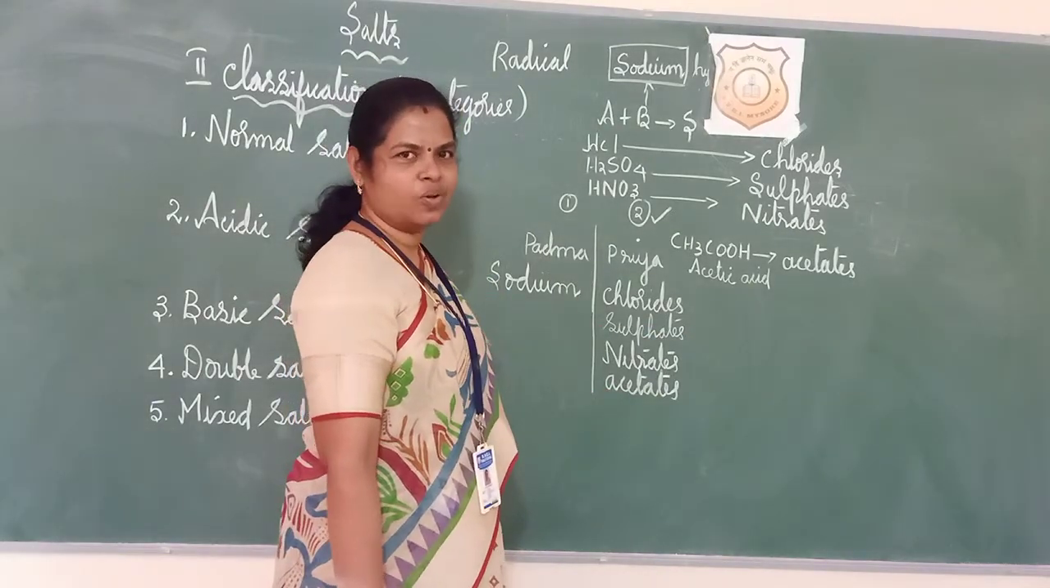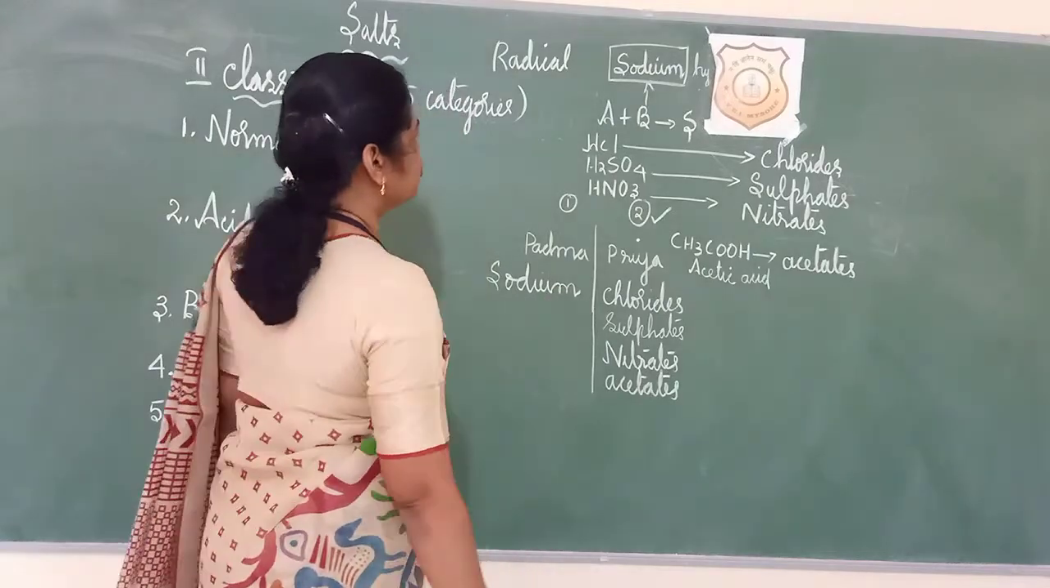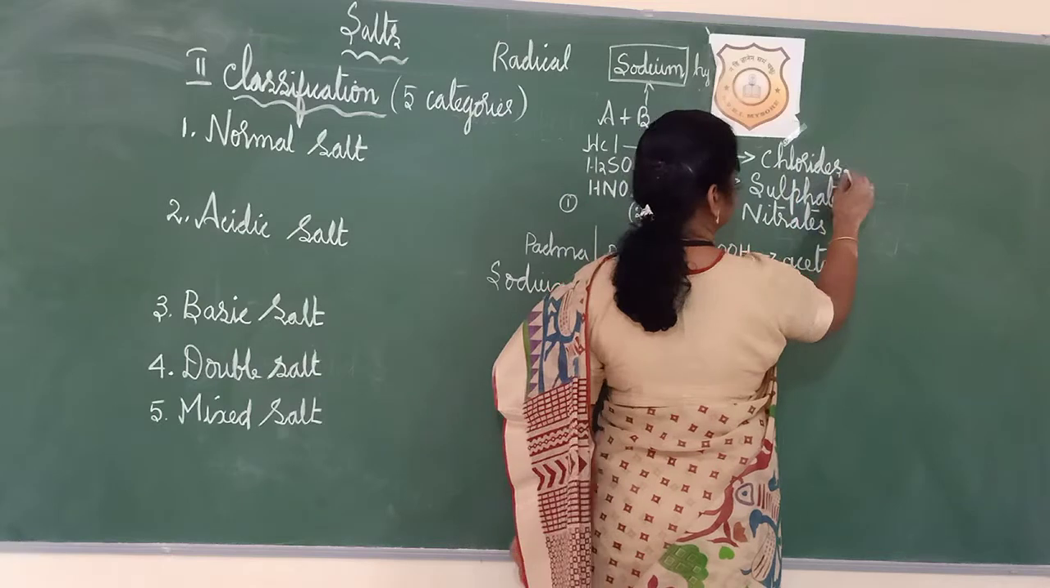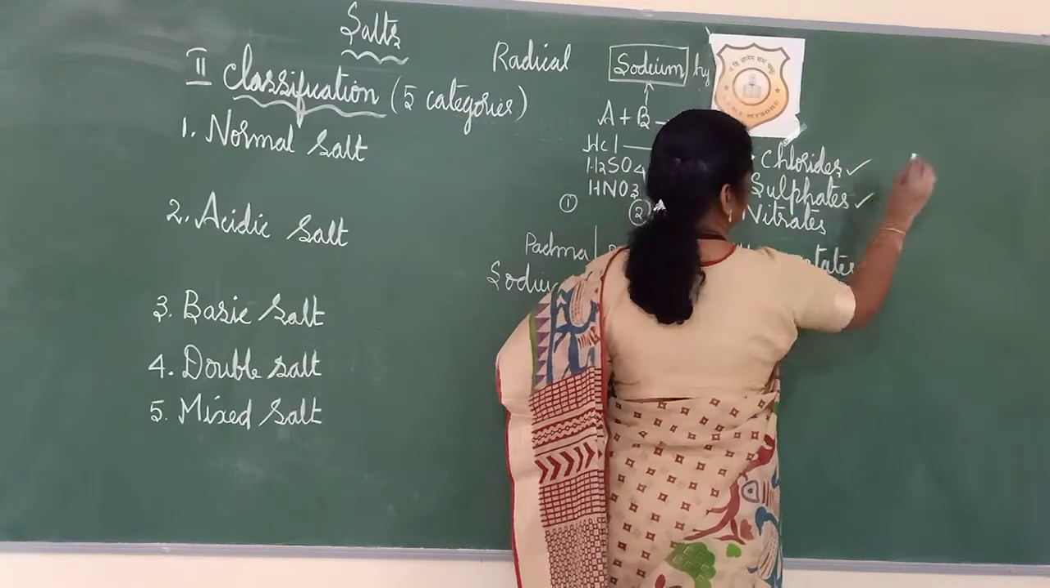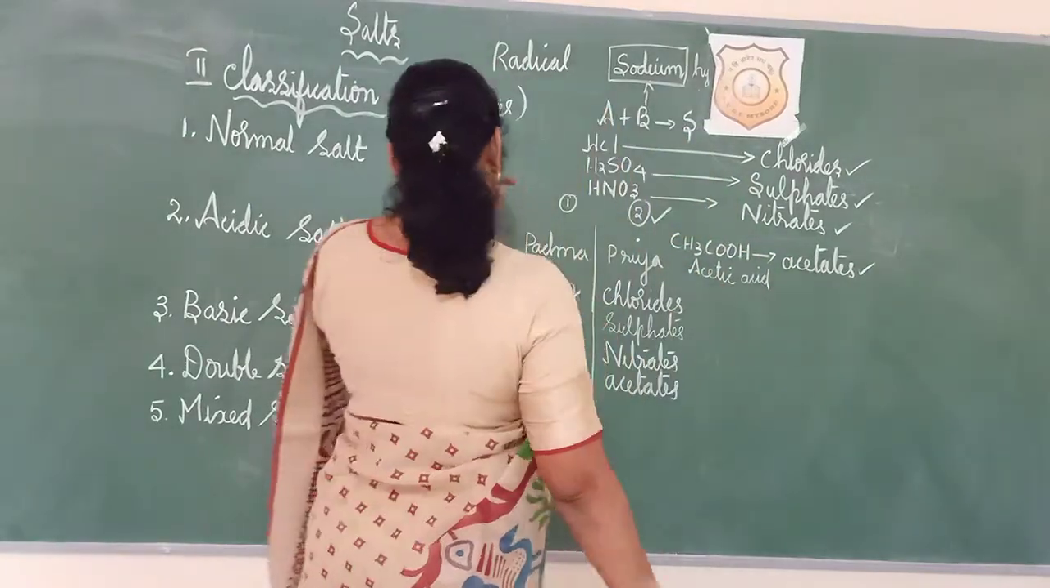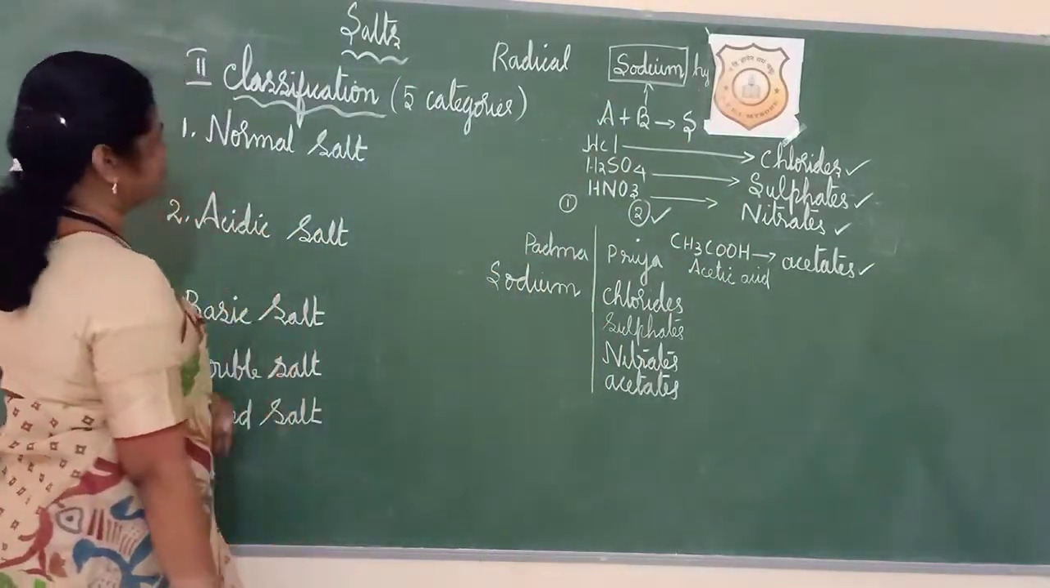Very interesting, no? How the names are? So these are called families. All the salts which come under this are called the chloride family, sulfate family, nitrate family, acetate family. Like that we will be calling them. Now we will come back to classification.